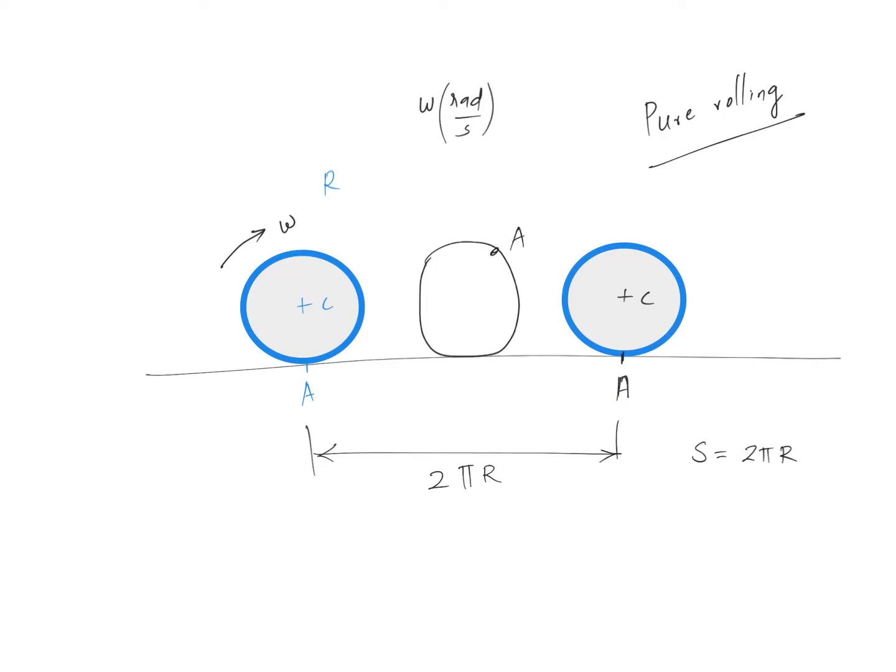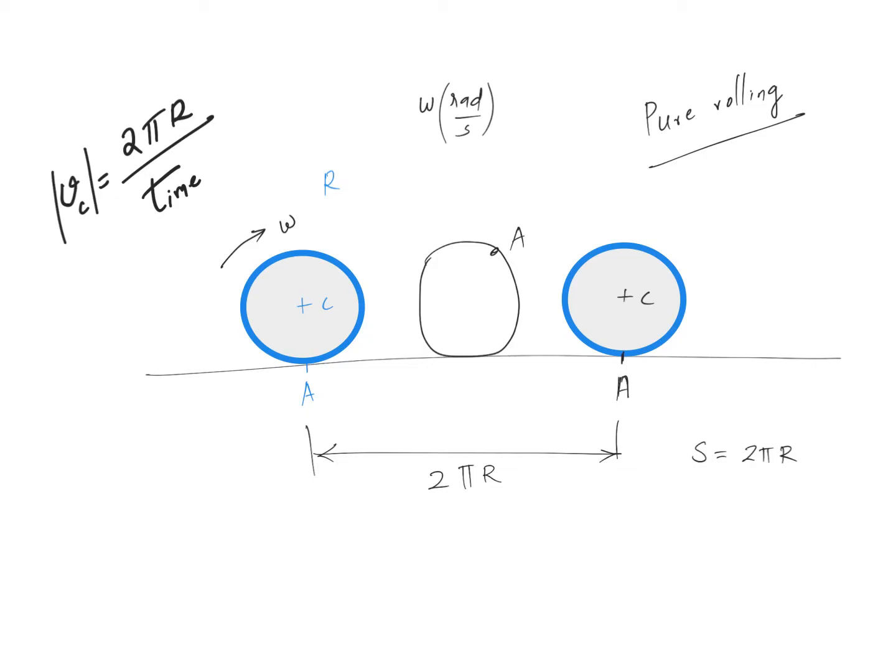Given that this particular disk is undergoing pure rolling, what will be the velocity of this particular point C? In order to answer that question, let's look into this a bit more carefully. So the point C moves a distance of 2 pi r as this particular point A rotates about the center C and reaches here. Make sense? So if I want to compute the speed of the point C, it is distance divided by the time. I would put a magnitude symbol over there because I'm worried about the speed.